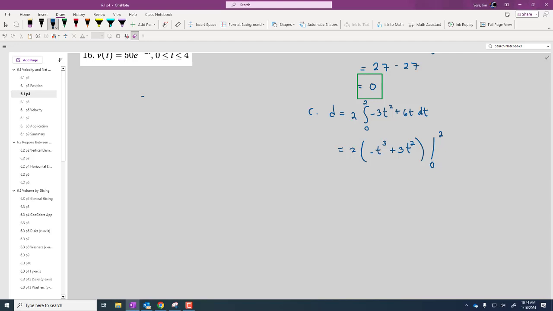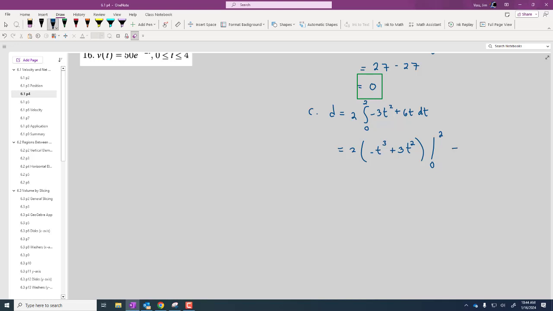If something doesn't make sense, double check. That did not make sense. Distance traveled has to be positive, it cannot be negative, so we knew something was wrong. Okay, plug in 0 again, we get nothing. So now we have -8 plus 12, which is 4. So we get a total of 8.